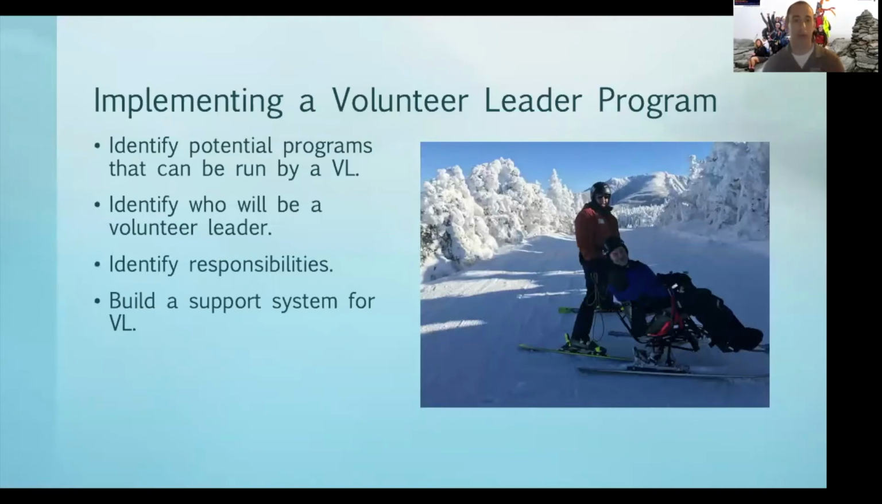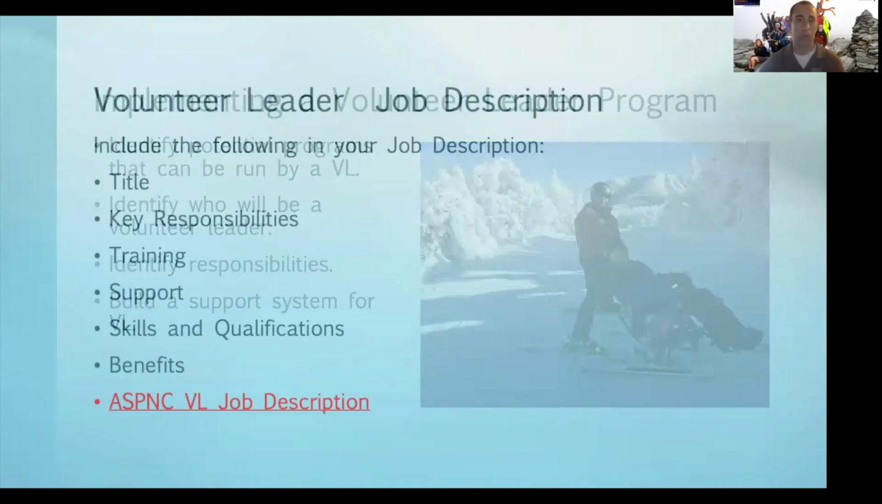Then we wanted to identify what responsibility they would have. And I think the key is to not overload them. And to not overload them, we wanted to build a support system to make sure that they felt comfortable in this new position. In the picture here, this is one of our volunteer leaders for Alpine out making a day on the slopes happen.